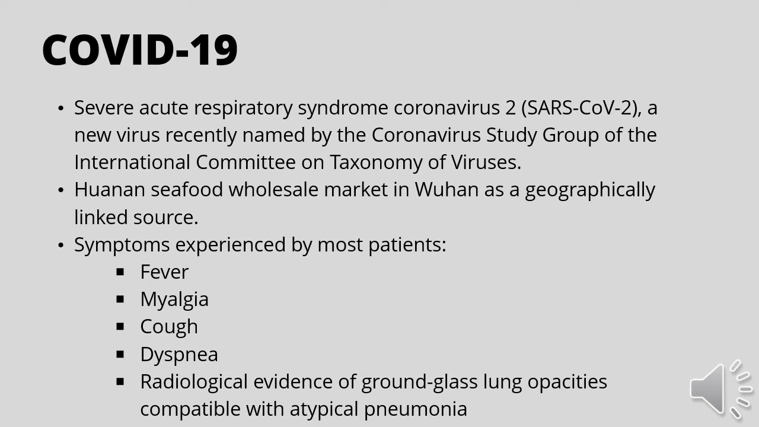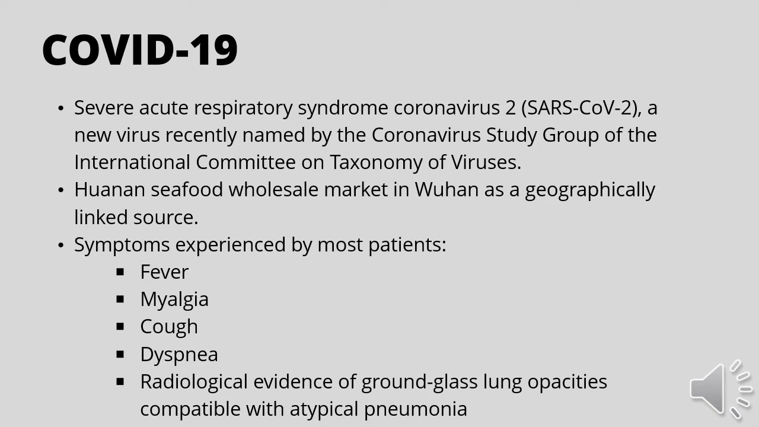So, first, what is COVID 19? It is a severe acute respiratory syndrome, or also known as coronavirus SARS-CoV-2, a new virus recently named by the Coronavirus Study Group of the International Committee on Taxonomy of Viruses. And it originated in Huanan Seafood Wholesale Market in Wuhan, China. So, it's the epicenter of the infection.